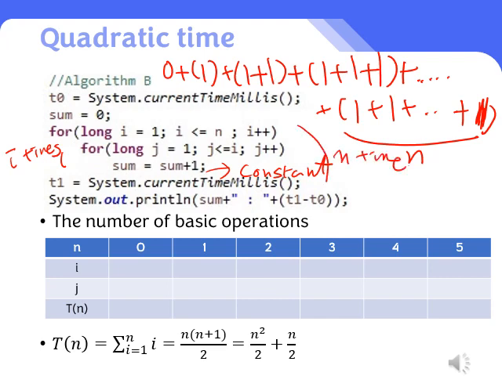That is, 1 plus 2 plus ... plus n equals n times (n plus 1), divided by 2, which is a half of n squared plus a half of n. Thus, the computation is proportional to n squared.